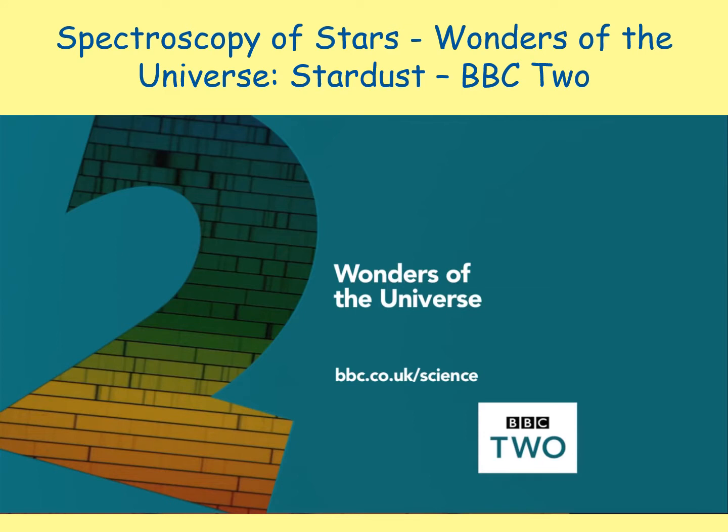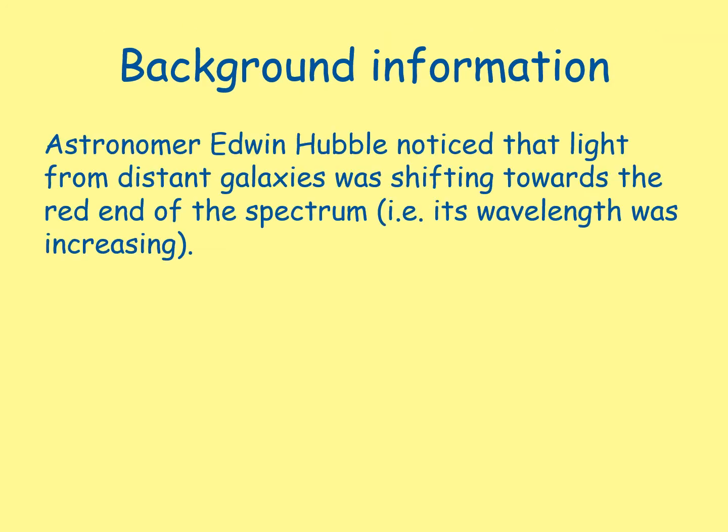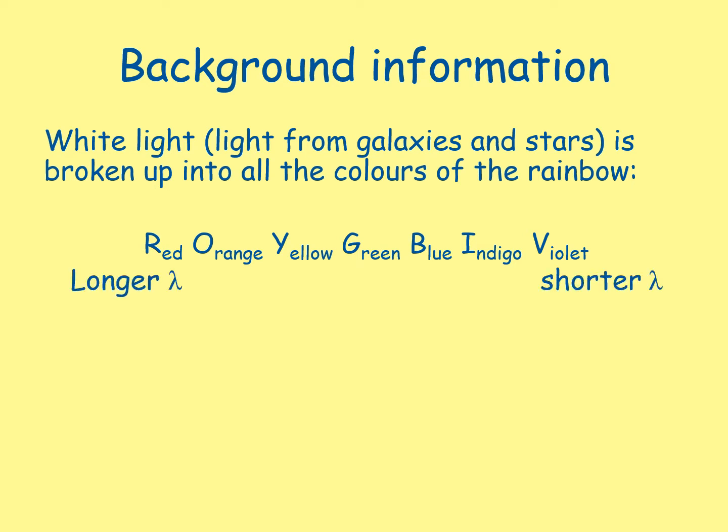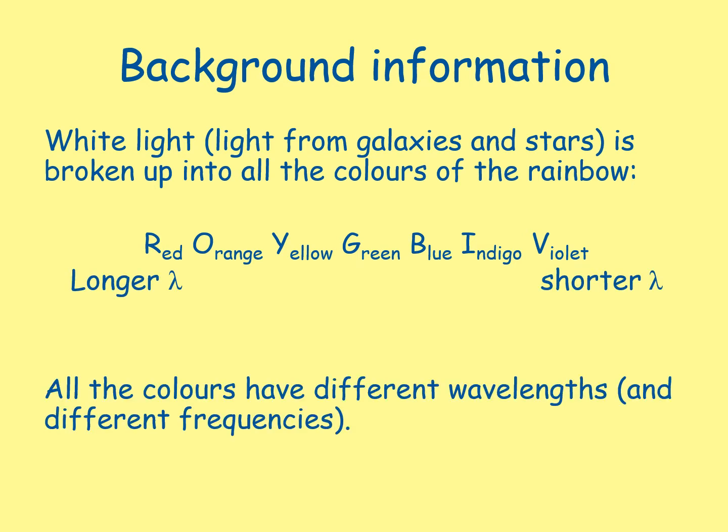Here's some background information. Astronomer Edwin Hubble noticed that light from distant galaxies was shifting towards the red end of the spectrum, i.e. its wavelength was increasing. White light, light from galaxies and stars, is broken up into all of the colours of the rainbow: red, orange, yellow, green, blue, indigo, and violet. Red has a longer wavelength and violet has a shorter wavelength. All the colours have different wavelengths and so different frequencies.